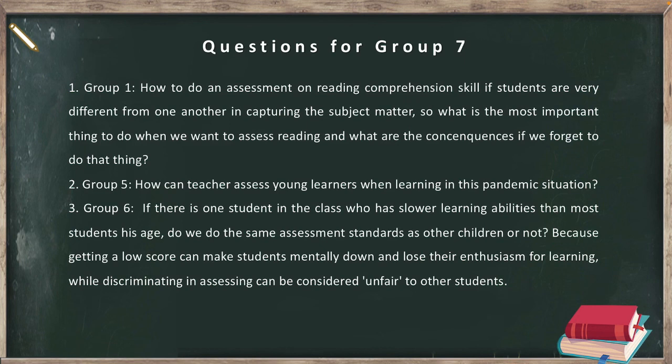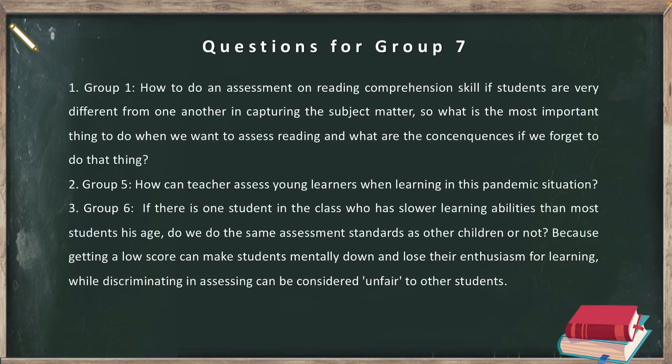Well, we will answer question number 1 from group 1. It is about how to assess reading comprehension skill if students are very different from one another in capturing the subject matter, and what is the most important thing to do when we want to assess reading, and then what are the consequences if we forgot to do that thing. Alright. Basically, although the students are not different from one another, it is a little bit difficult indeed to assess reading skill.